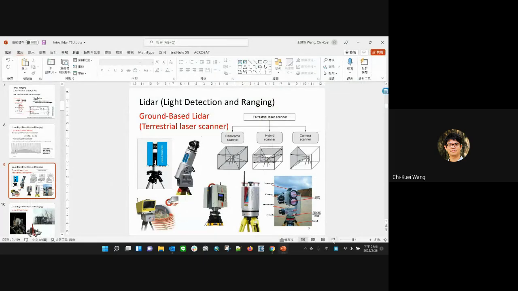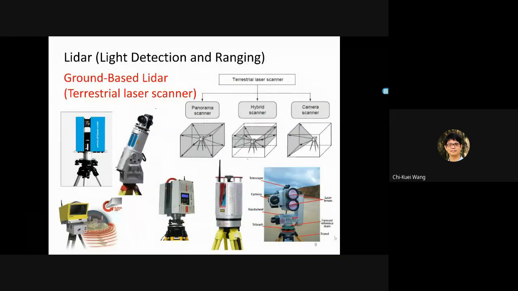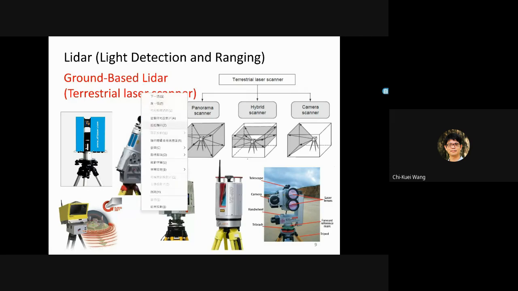I'll continue with some introduction to LiDAR. Now here I give you examples of the ground-based LiDAR, the terrestrial laser scanner. The ground-based LiDAR, as the name suggests, is on the ground. So usually it sits on a tripod.